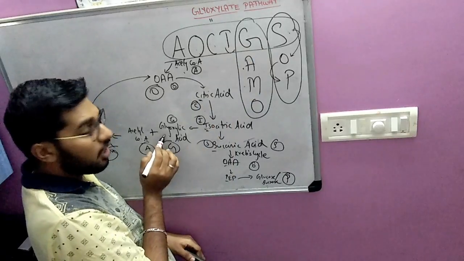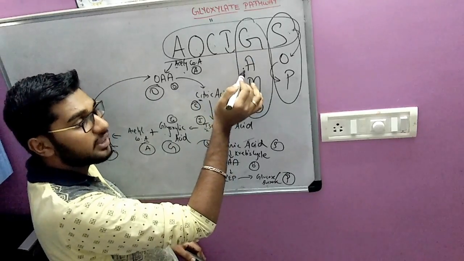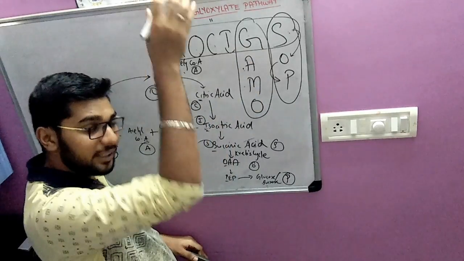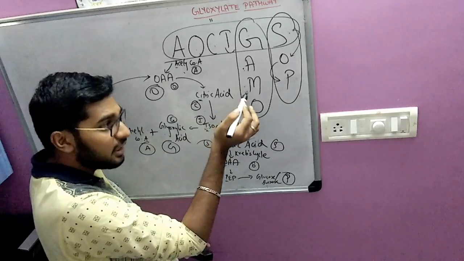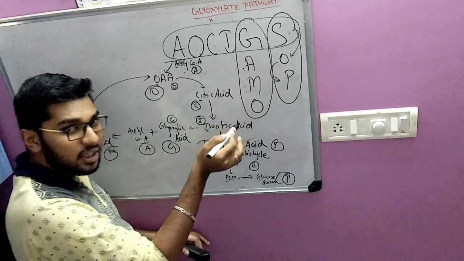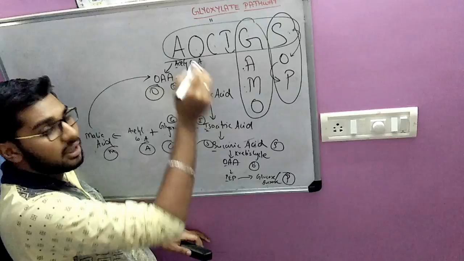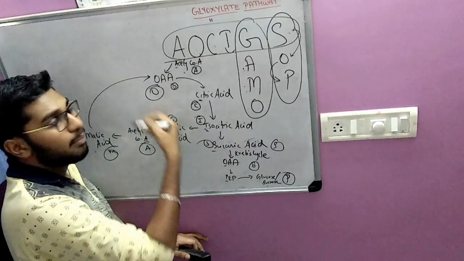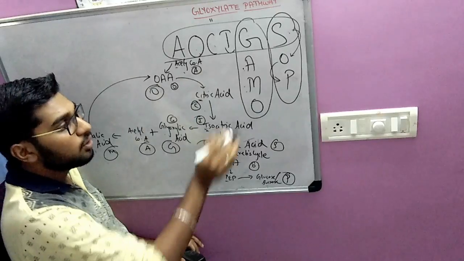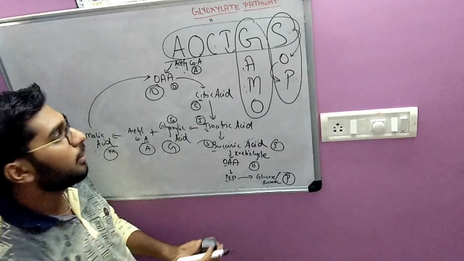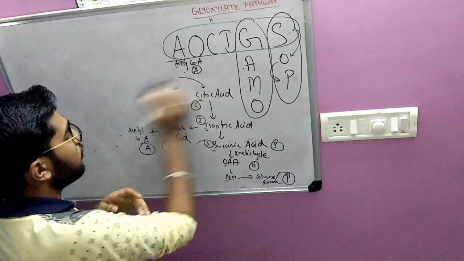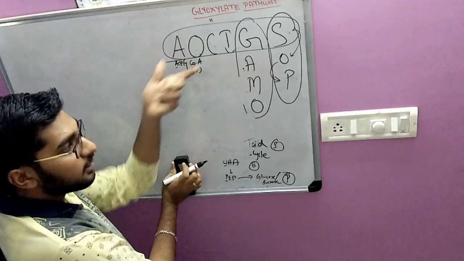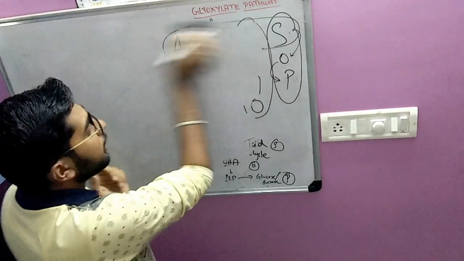Whereas this glyoxylic acid combines with another molecule of acetyl coenzyme A, that is a product of beta oxidation of fat, to give rise to malic acid. Malic acid gives rise to oxaloacetic acid, which helps in continuation of the cycle where it combines with acetyl coenzyme A. So this is our glyoxylic pathway. So remember this mnemonic, which will be very useful for you: AO6 and GAMO and SOAP.